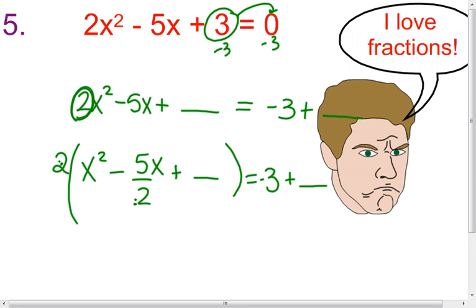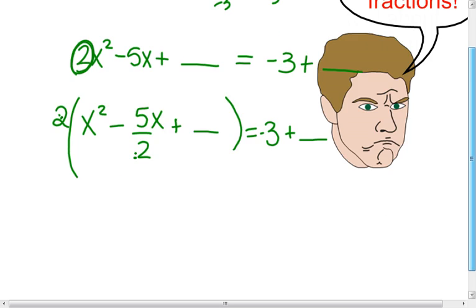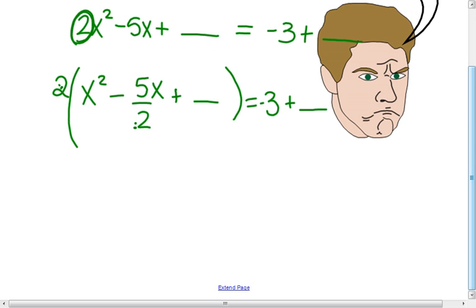Okay, now, this gets kind of icky, but we can do it. You need to figure out what half of that middle number is. Here's my middle number. So half of negative 5x, negative 5 halves. Negative 5 halves times 1 half is negative 5 fourths. Okay, just so you know, negative 5 halves times 1 half is negative 5 fourths.